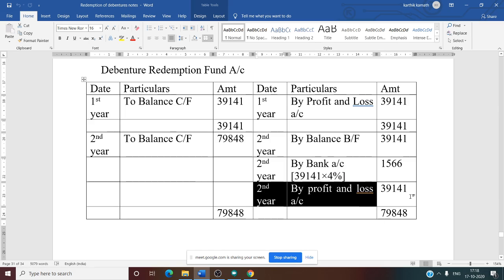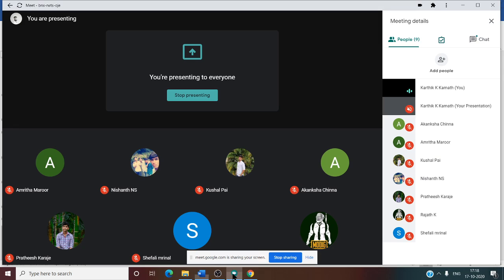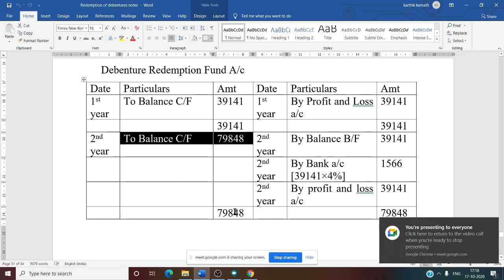And the profit and loss account amount is the same for every year. That means this amount you need to keep aside every year. That is, profit and loss account debit to debenture redemption fund account. That is why we have written by profit and loss. So now we got the second year total 79,848. No other entry on the debit side, so to balance carry forward 79,848. That is for the second year.